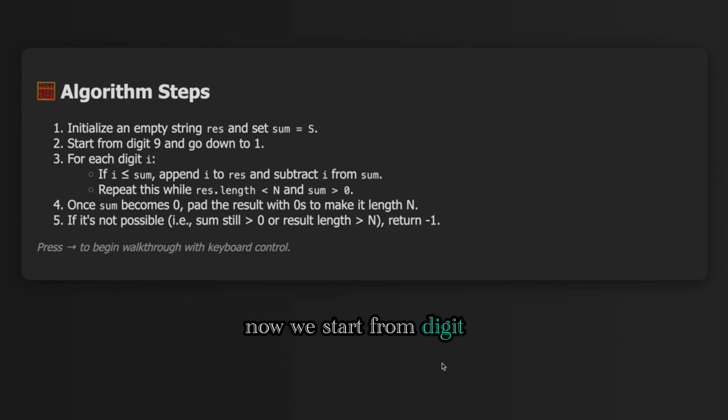Now we start from digit 9, which is basically the largest possible digit, and we go down to 1. For each digit in this process given by I, we will check if I is less than or equal to the current sum. If it is, then we will append I to the result and subtract it from the sum. We will continue doing this until the length of the result, that is the res string that we are building, becomes equal to n digits, either that or the sum reaches 0.